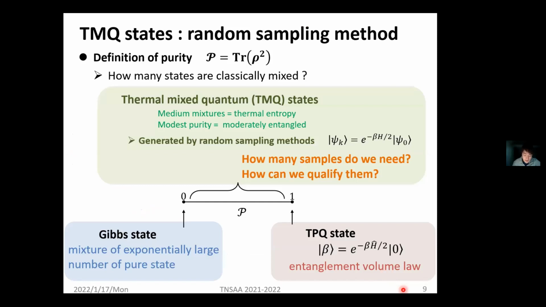To summarize the first part, we have the TPQ state, and in between them, the TMQ state. The difference between them is measured by purity. The degrees of purity can differ depending on how many mixtures of states are required and how pure each part of the mixture is. Typical MPS is one of the TMQ states, which require only a small number of samples.